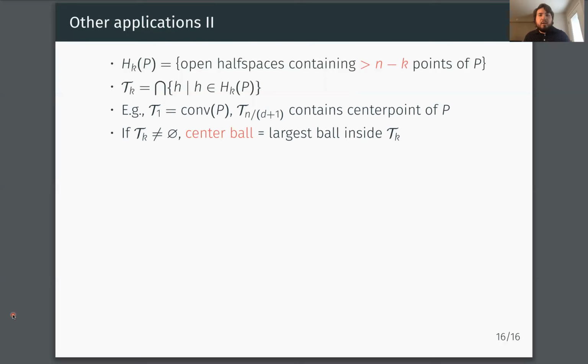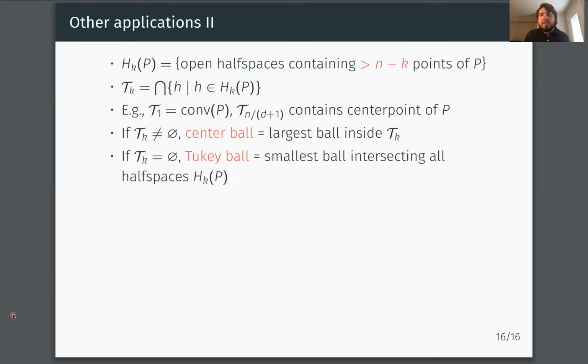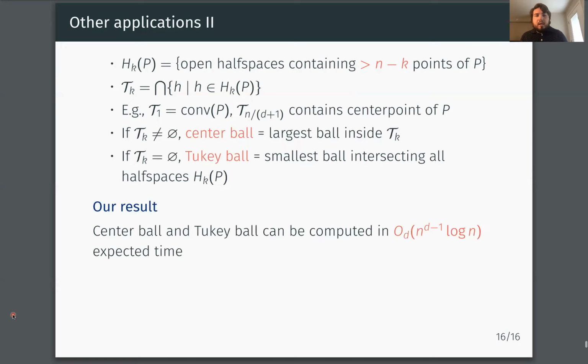Now, if T k is non-empty, then we define the center ball as the largest ball contained inside T k, or equivalently the ball of largest radius. On the other hand, if T k is empty, then we define the T k ball as the smallest ball intersecting all half spaces H k P, okay? And what we show is that the same implicit LP technique of Chan can be used to solve both of these problems in n to the d minus 1 log n time. Now, we also actually get a slightly faster algorithm that depends on k. So what this means is if k is very small, you can do much better than n to the d minus 1 log n. And again, the full details are in the paper.